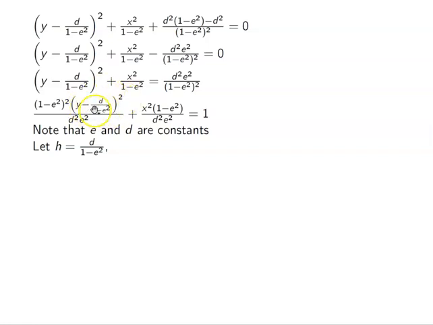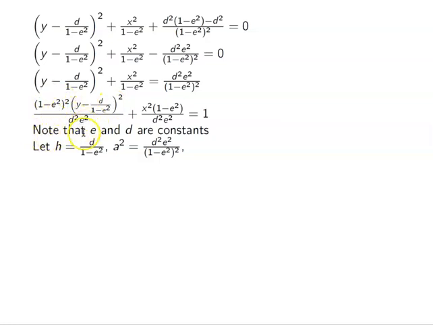So this is some sort of a translation going on. Let's just call it me moving up or down by h units. Okay, I'm going to say that a squared is d squared e squared over (1 minus e squared) squared. What I'm doing, which you might not be seeing, is looking at this as a numerator and this as a denominator.